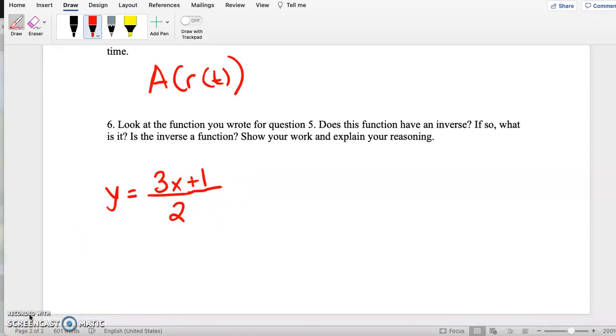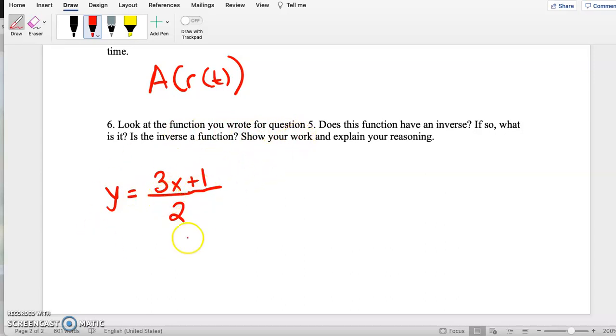Look at the function you wrote for question 5. Does this function have an inverse? If so, what is it? Is the inverse a function? Show your work and explain your reasoning. So remember, the inverse is where we flip-flop the x and the y and then resolve for the y. So I'm going to give you an example right here. Again, you're going to take your function that you wrote for question 5.